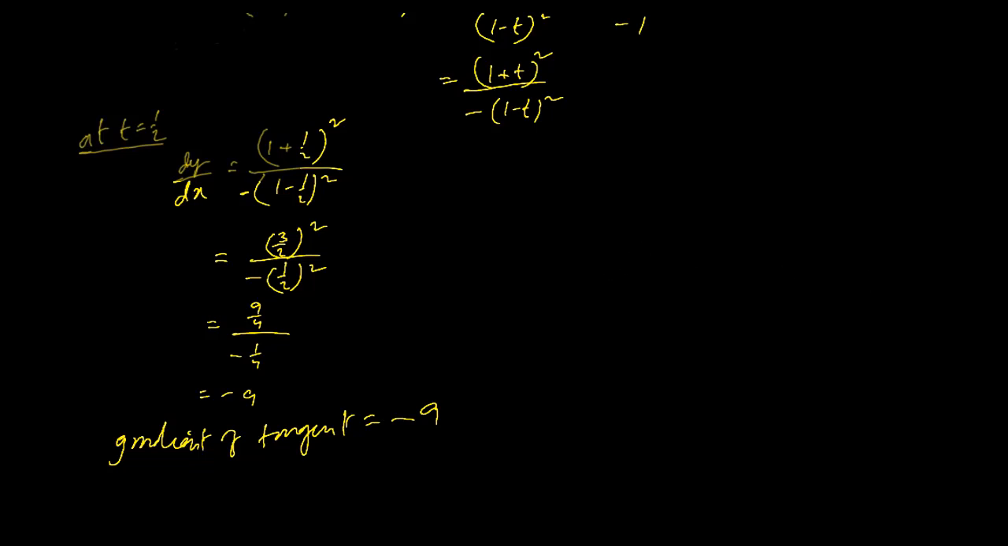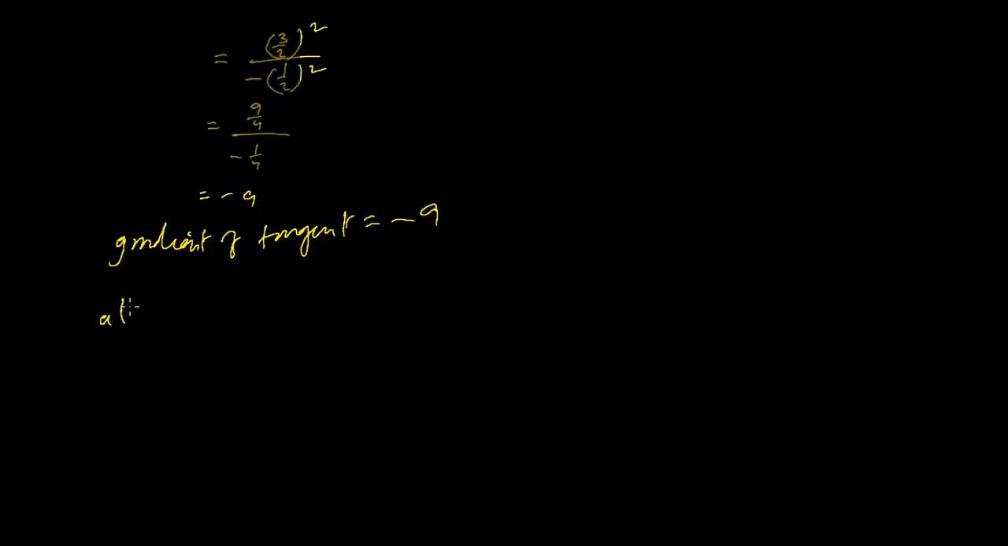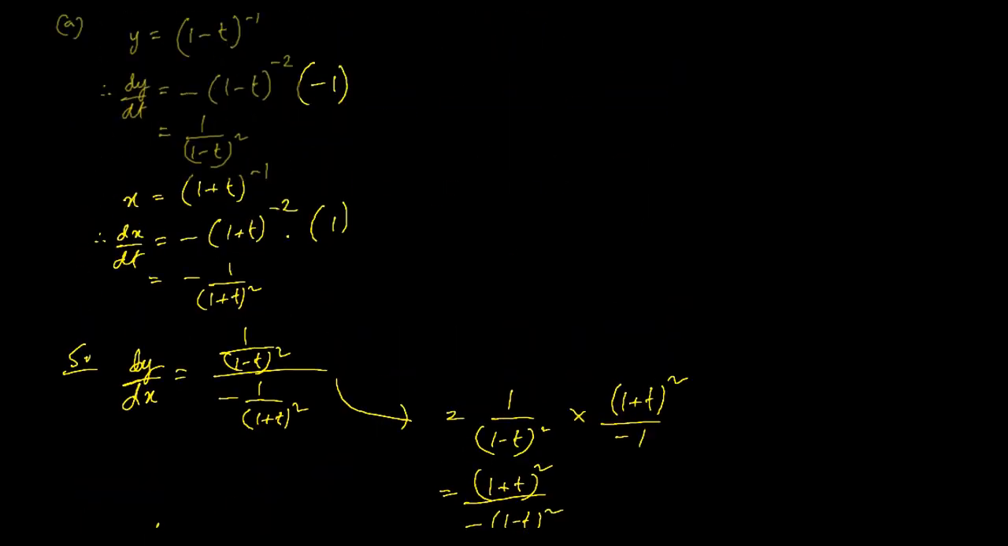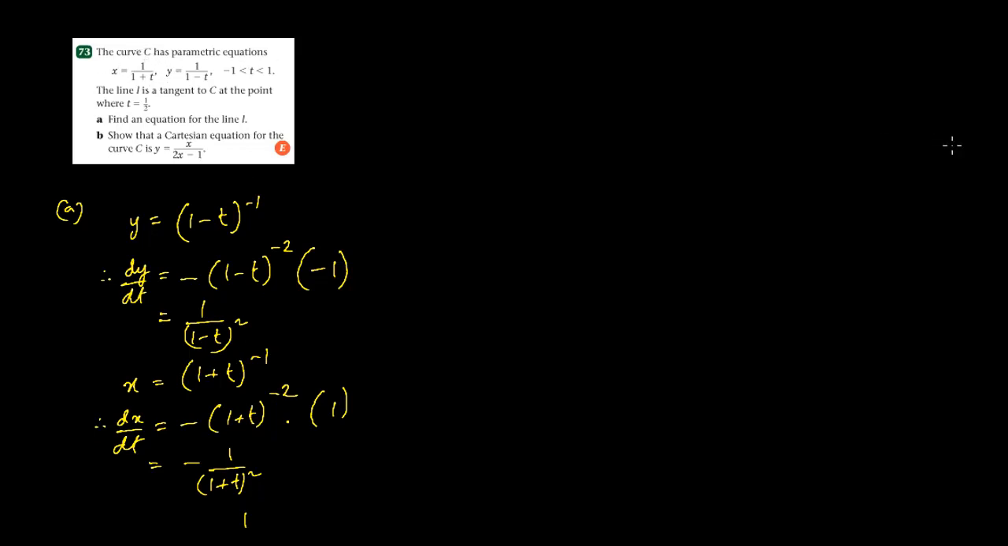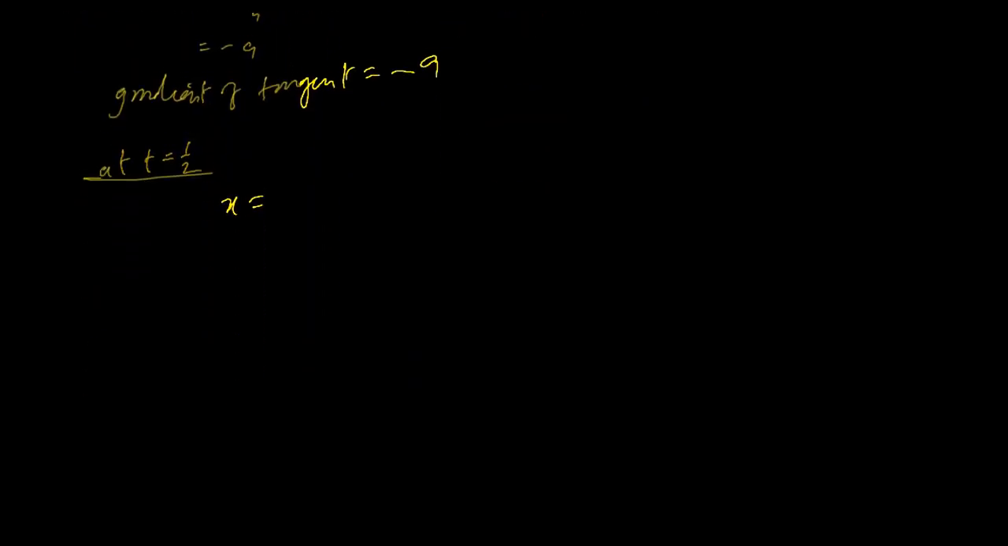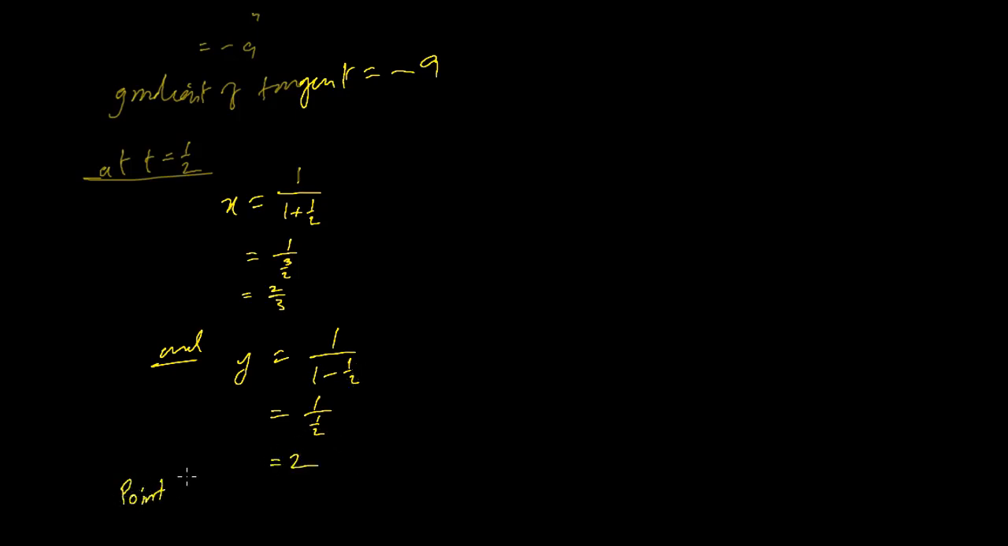We need to find the point now. At t equals half, x equals 1 by 1 plus t. 1 by 1 plus half, that means 1 by 3 by 2, that means the reciprocal is 2 by 3, and y equals 1 by 1 minus t, which is 1 by 1 minus half, which is 1 by half, which is 2. So the point is 2 by 3 and 2.